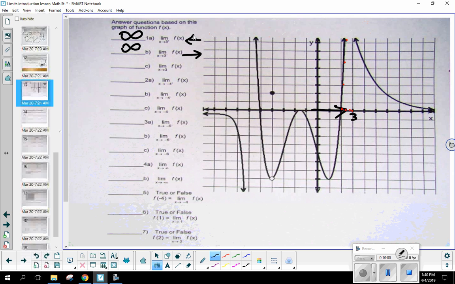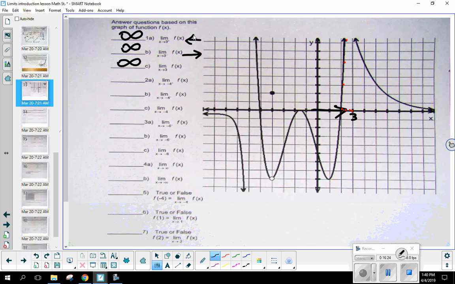Okay. From both sides, whether the left or the right, the corresponding y values continue to increase without bound. So I can say that limit exists. Remember, the limit only exists if you approach the same y value from both sides as you approach the x. Okay. So let me give you a few minutes to take a look at that.